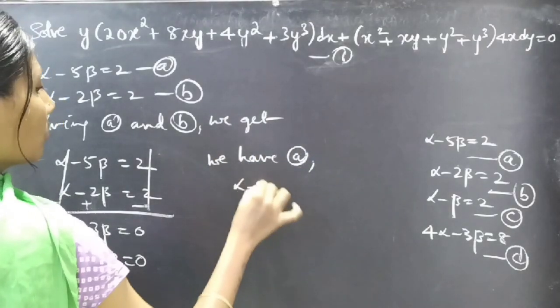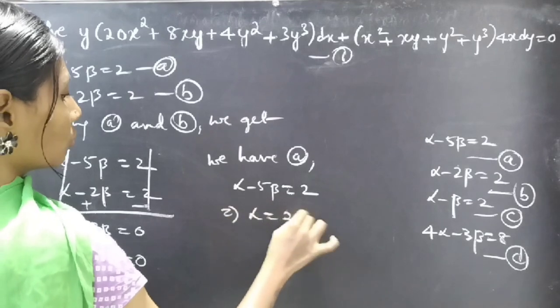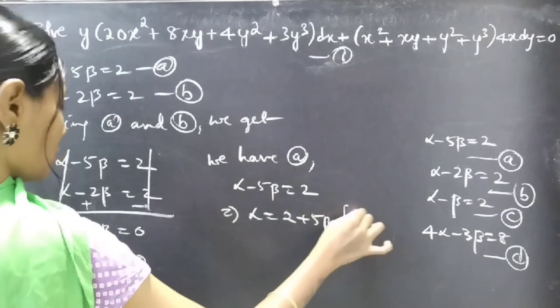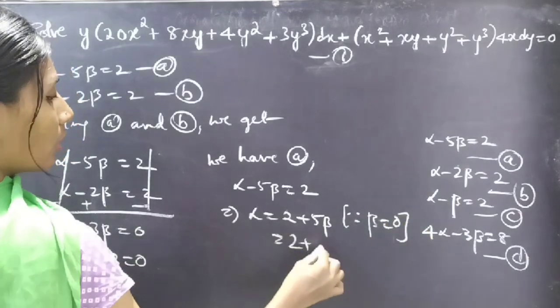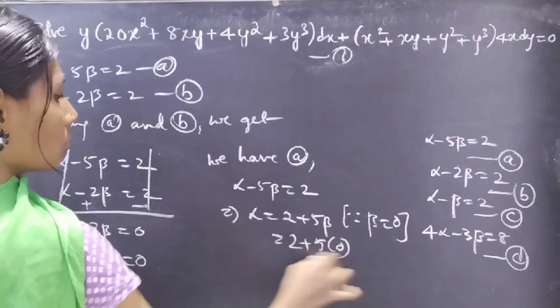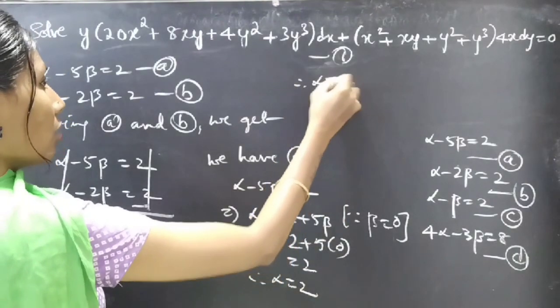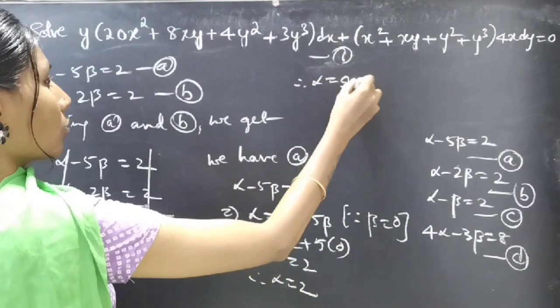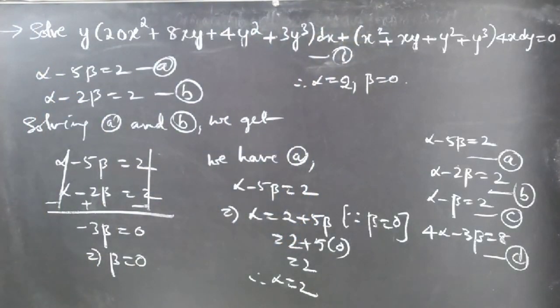We have equation A, alpha minus 5 beta equal to 2. We can write this as alpha equal to 2 plus 5 beta. Since beta equal to 0, you'll get alpha equal to 2 plus 5 into 0, which gives us 2. Therefore alpha equal to 2, beta equal to 0. Now we got the values of alpha and beta.